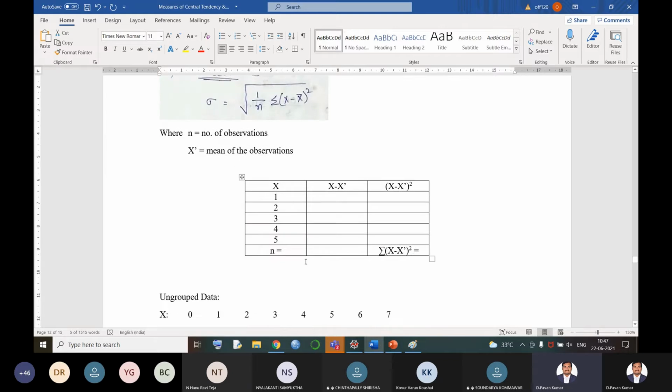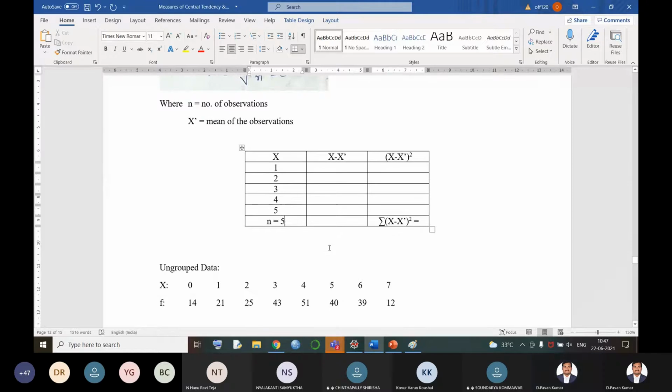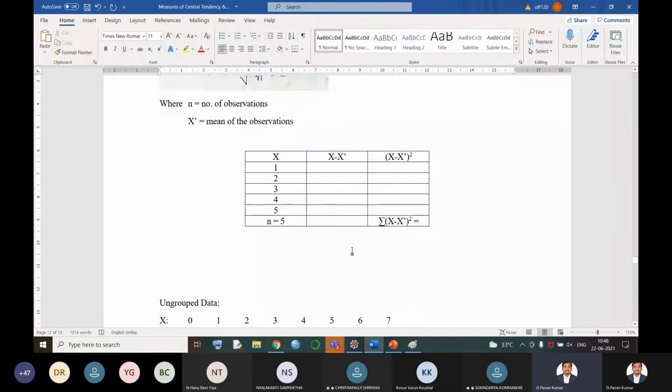So according to that, I already started with the table here. Now our given number of observations are what here? 1 to 5. So n is equal to 5. First of all, let us find the average of the observations of x. How do we find x bar? X bar is equal to 1 plus 2 plus 3 plus 4 plus 5 whole divided by 5 is equal to 15 divided by 5 is equal to 3 is our answer.